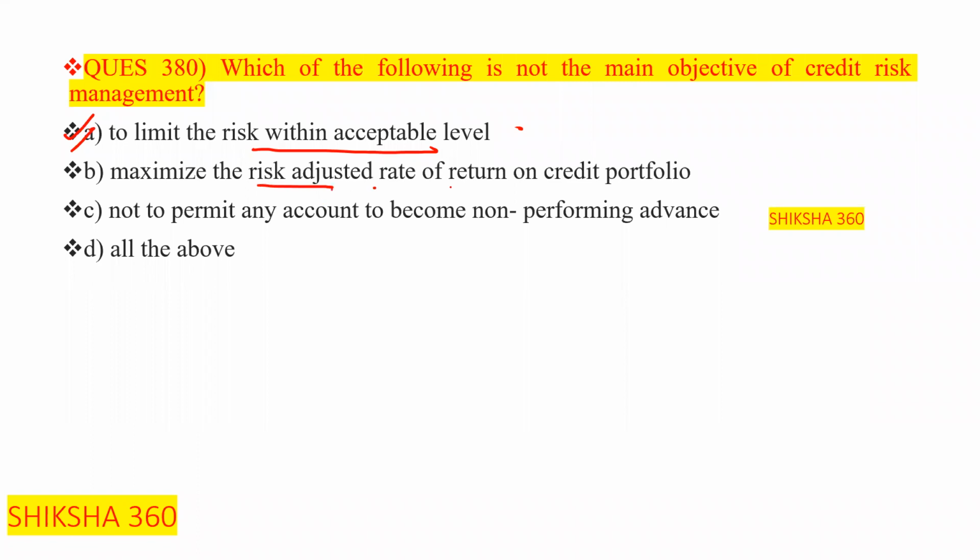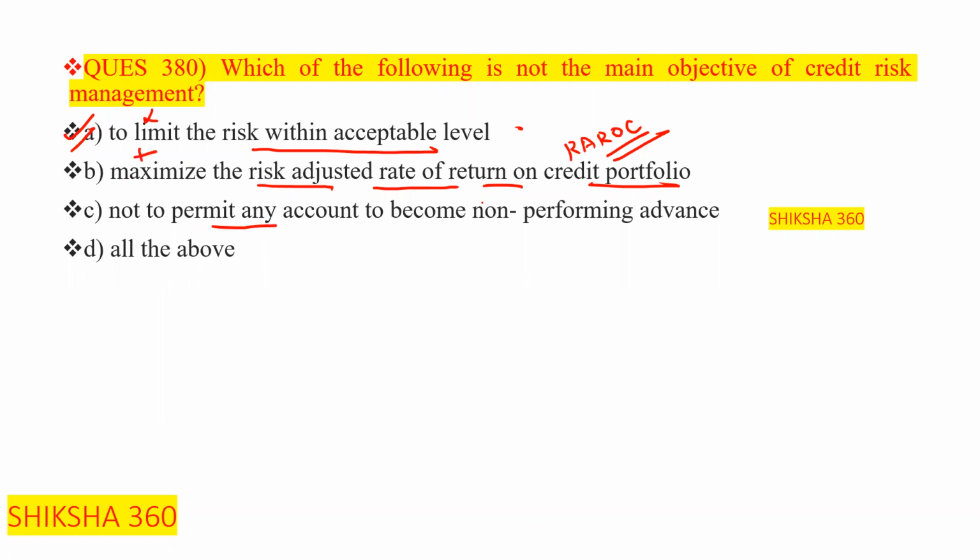Maximize the risk adjusted rate of return on the credit portfolio. Clear? That is, we have to maximize the RAROC, the risk adjusted rate of return on the credit portfolio. We have to maximize this one. This is also the objective. So this one is not our answer. This one is also not our answer.